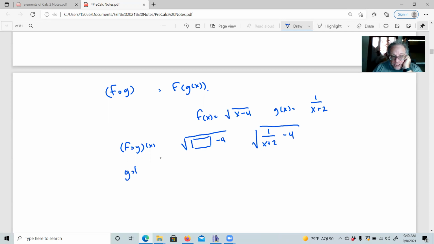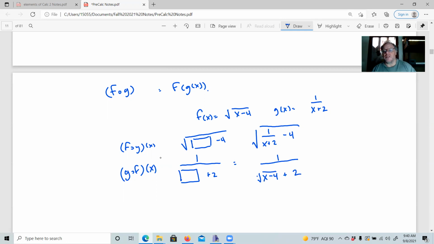If I go the other direction, what we're going to do is take 1 over a number and add 2 to it. So what's this going to be? It's going to be 1 over the square root of x minus 4, plus 2. What number are we adding 2 to? The square root of x minus 4. So those are the pretty easy versions of what we're doing here.